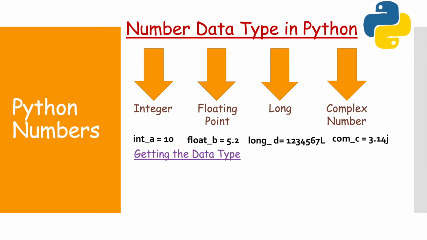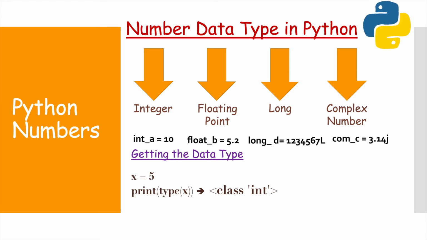So now let's see how we get the data type of the variables. You can get the data type of any object by using the type function. For example, you have assigned a value of 5 to x. When you print the type of x using the type function, it gives you the type of that variable. That is, it's an integer value of class int.